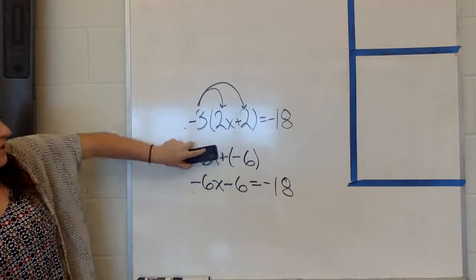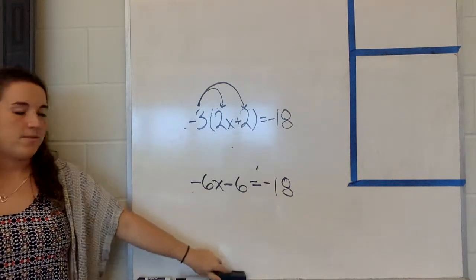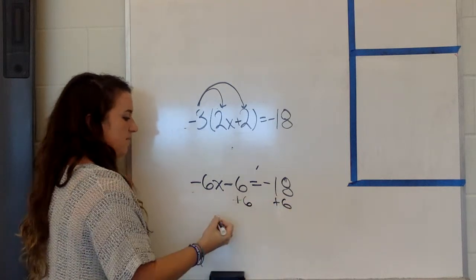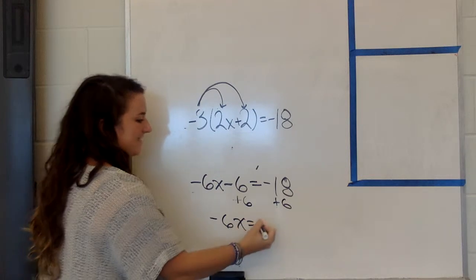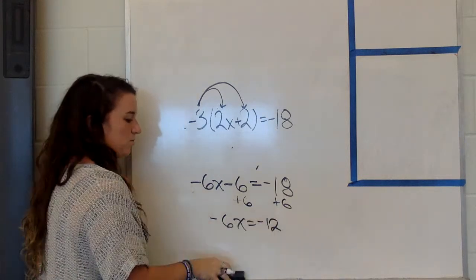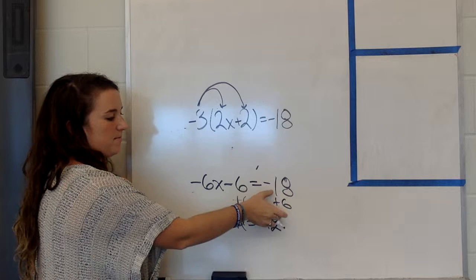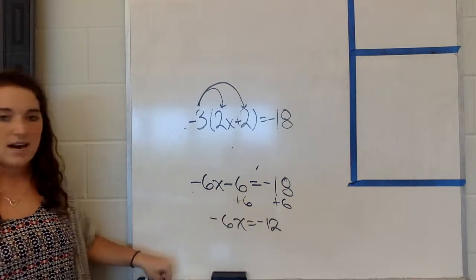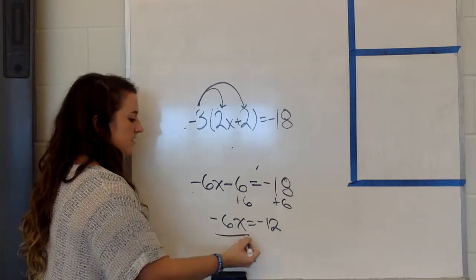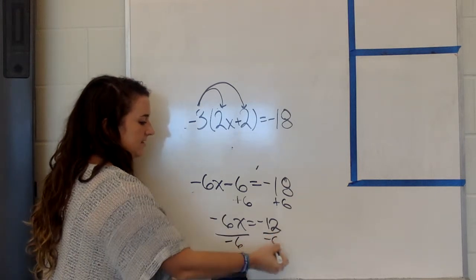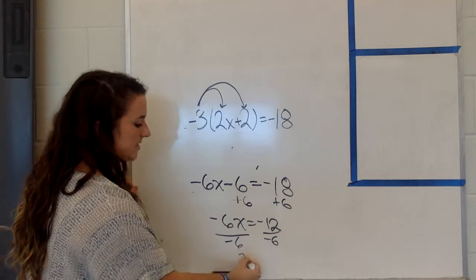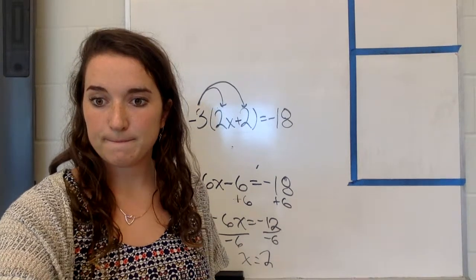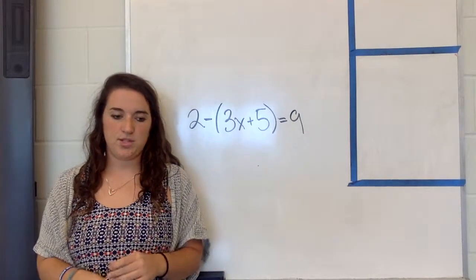Now we have a two-step equation. What's our next step for this equation? We can add 6 to both sides. When we add 6 to both sides, we get negative 6x equals negative 12. We're adding with different signs, so we subtract, get negative 12. Our last step, divide by negative 6. We'll get x equals what? 2.